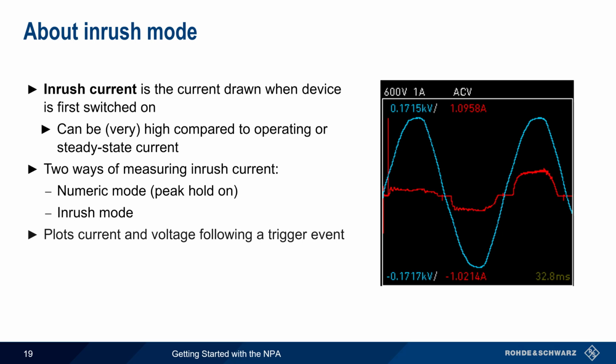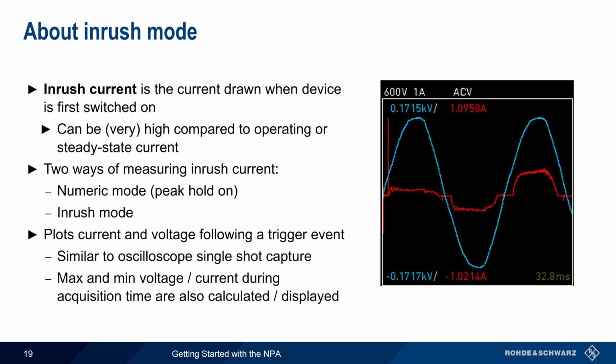In Inrush mode, the voltage and/or current are plotted following a trigger event. This is similar to making a single-shot capture on an oscilloscope. In addition to plotting these values, Inrush mode also numerically displays the maximum voltage and current during the acquisition time.